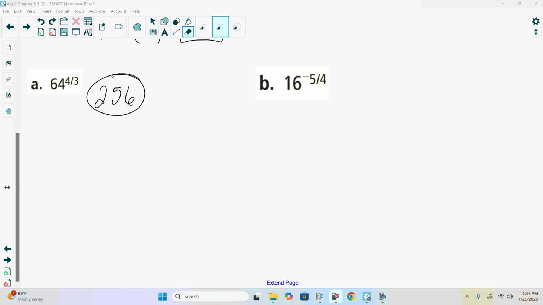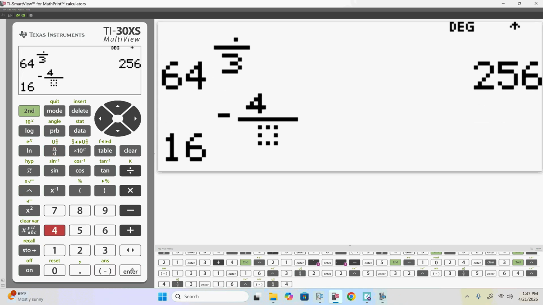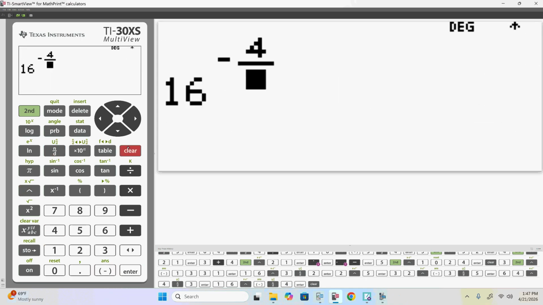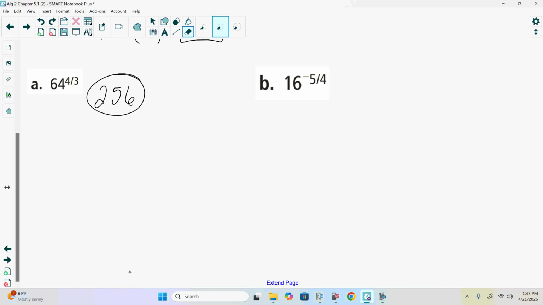16 to the negative 5/4. Helps if I actually type both numbers in. 1/32. Any questions on this here? It's a lot of what we did yesterday, just starting to apply some of this in. We'll apply more of it in 5.2, what we're going to do tomorrow.